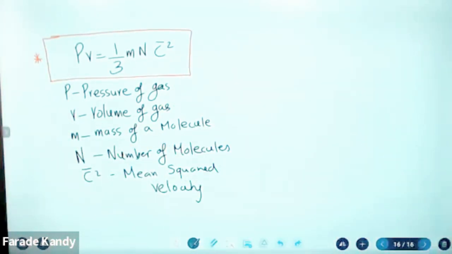Let's write. We can find the relationship between pressure, volume, and mean squared velocity as indicated below. Quickly write down.